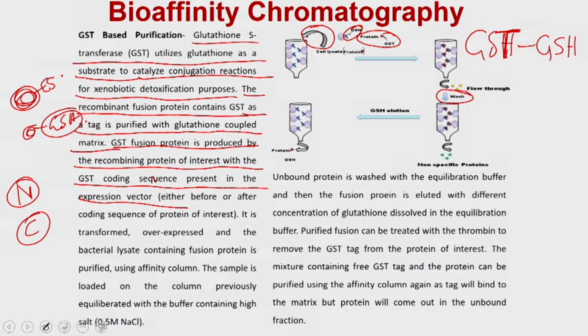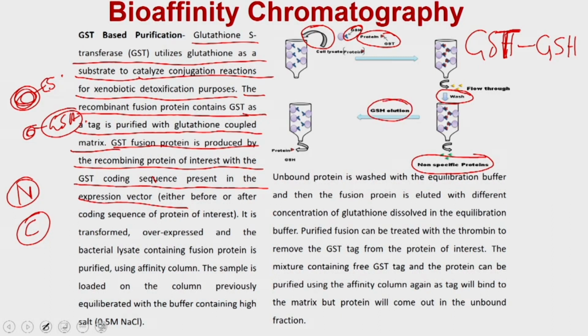Now, in the next step you are going to do a wash. You are going to wash with a high salt concentration, so that all other non-specific proteins come out from the column, and only the protein which contains the GST as a tag remains bound to the GSH present on the beads. Now, you are going to do the elution.